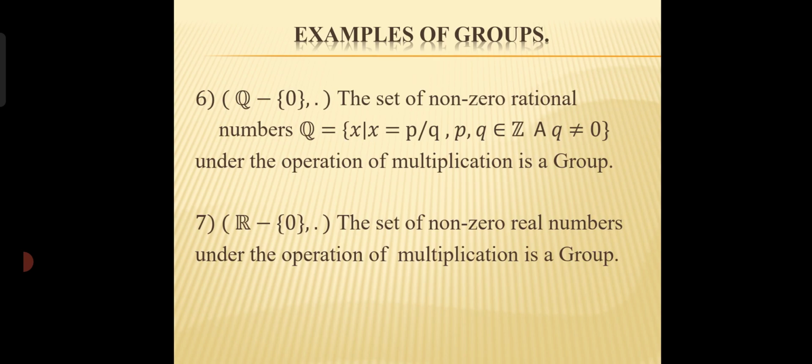Q such that q is equal to p by q and p, q belong to Z for all q not equal to 0, under the operation of multiplication is a group.